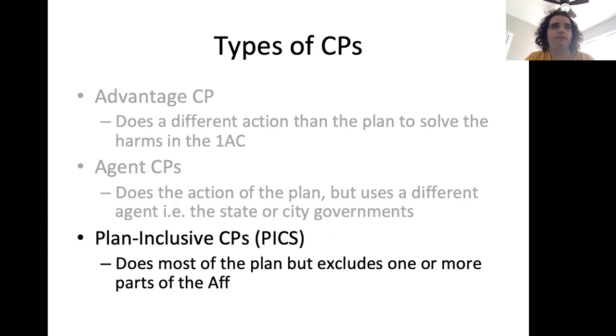Yeah, plan inclusive counterplans. Sorry, I didn't have the text up. It's there now for you to read, but it does most of the plan, but excludes one or more parts of the affirmative. So those are called PICs. If you run a PIC, it's also called picking out of whatever part of the affirmative you're doing, as a verb, just as a fun fact. If you ever hear someone say that, oh, they were picking out of this thing, then it means that they ran a plan inclusive counterplan that said do all of the plan except for that one thing. So it can also be used as a verb.